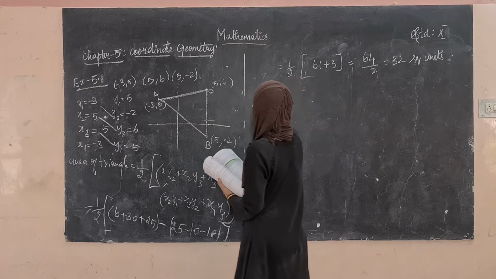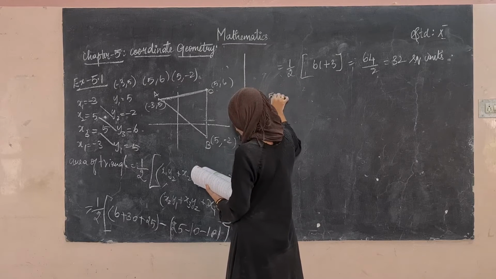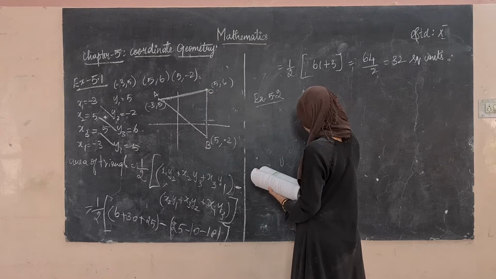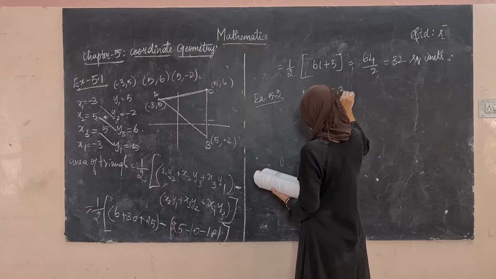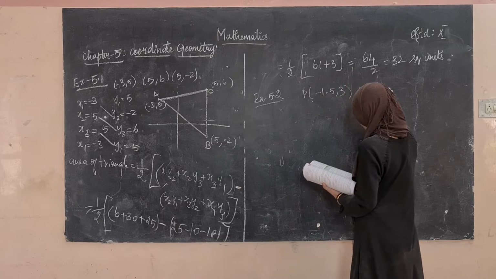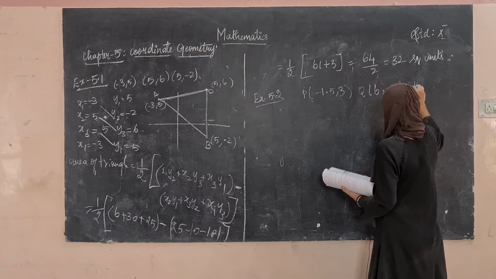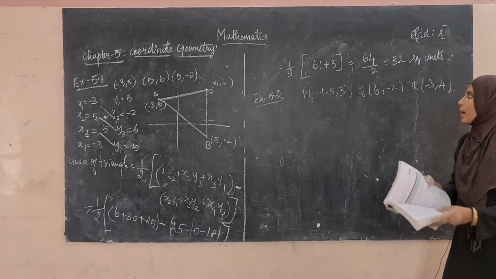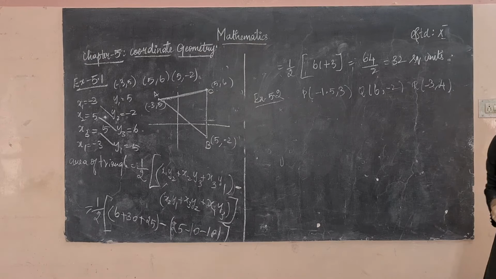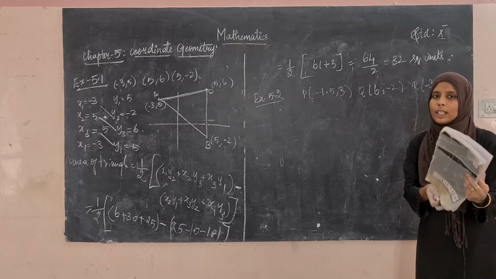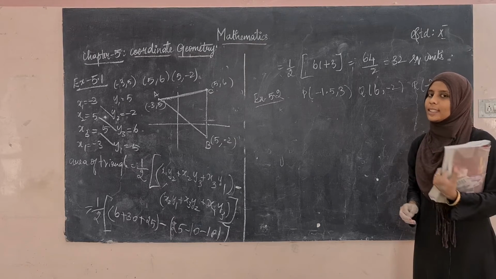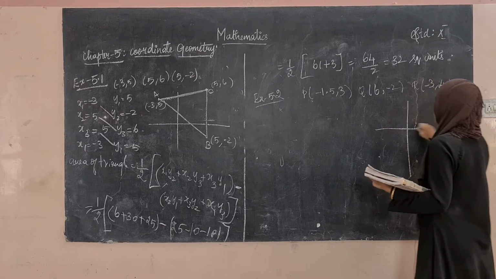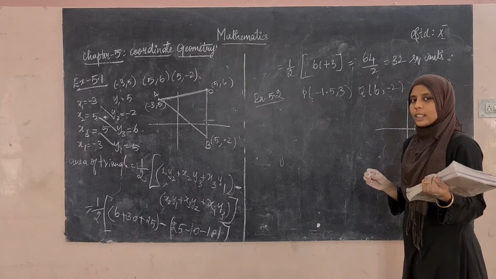Okay, now let us see example 5.2. Show that the points P of minus 1.5 comma 3, Q of 6 comma minus 2, and R of minus 3 comma 4 are collinear. Okay, we have to show these points are collinear. So what is the method of finding collinearity? If the area of the triangle is equal to 0, we can say that it is collinear. So for that you have to prove the area of the triangle is equal to 0.